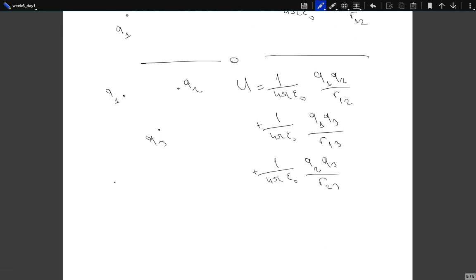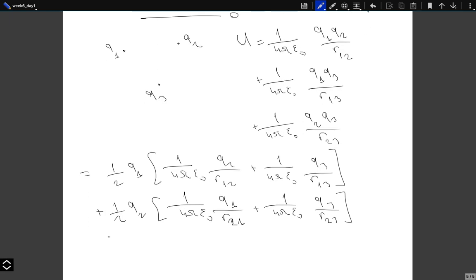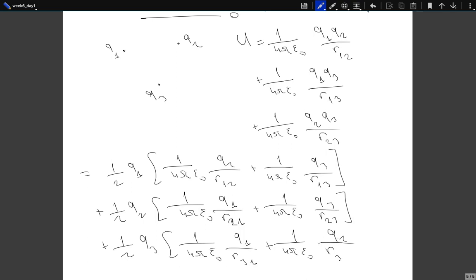Now let me write these in a slightly different form. 1 over 2 times q1, 1 over 4 pi epsilon 0, q2 over r12 plus 1 over 4 pi epsilon 0, q3 over r13, plus 1 over 2 times q2, 1 over 4 pi epsilon 0, q1 over r21 plus 1 over 4 pi epsilon 0, q3 over r23, plus 1 over 2 q3, 1 over 4 pi epsilon 0, q1 over r31 plus 1 over 4 pi epsilon 0, q2 divided by r32.